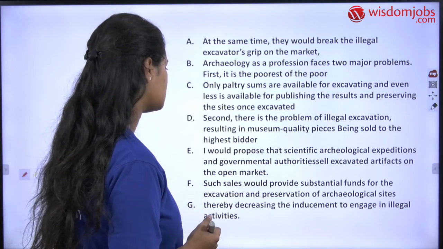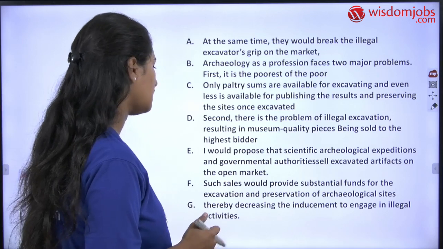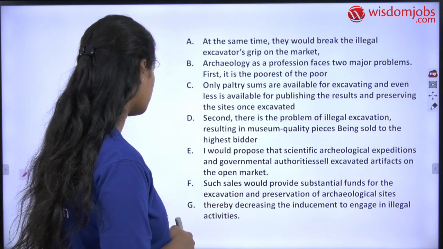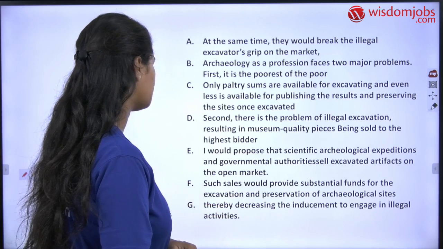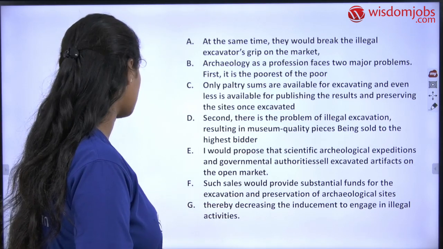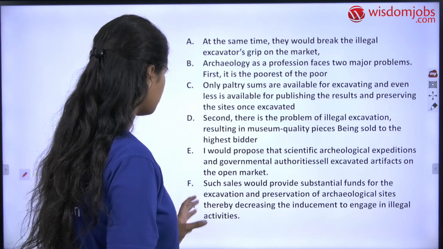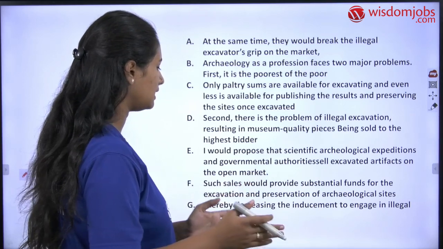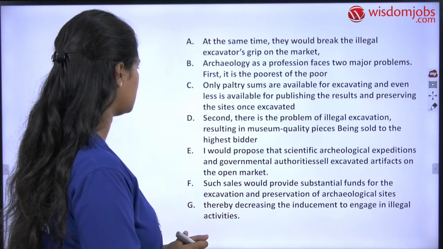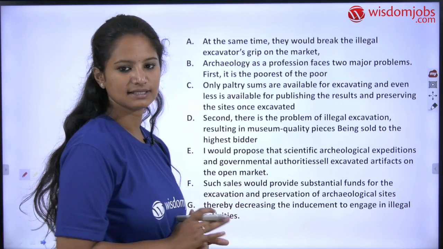sell excavated artifacts on the open market. Such sales would provide substantial funds for the excavation and preservation of archaeological sites, thereby decreasing the inducement to engage in illegal activities. So here 7 sentences are given.